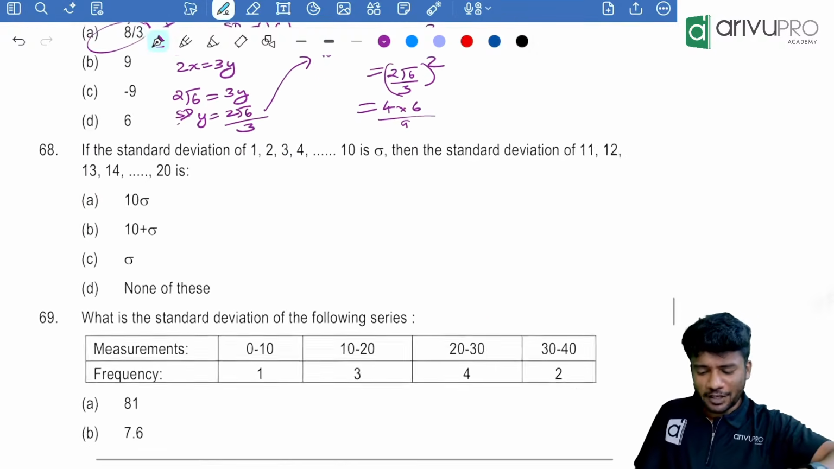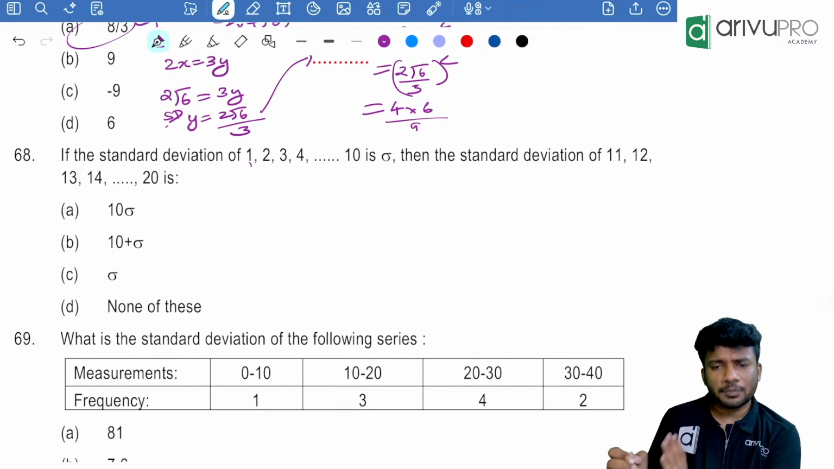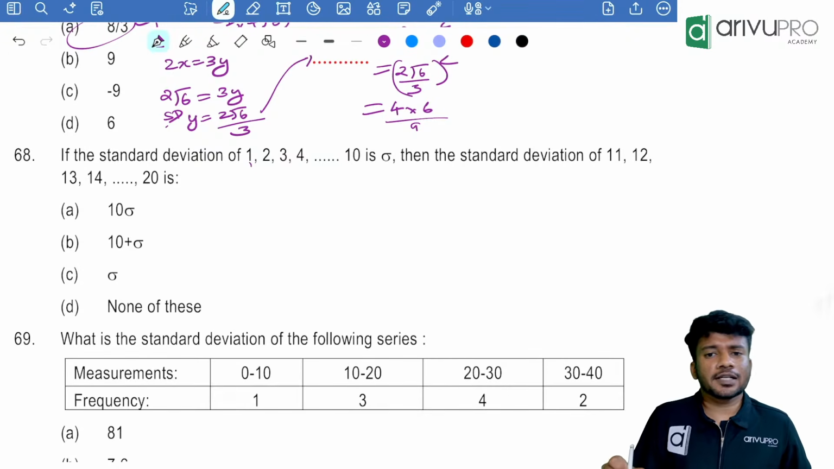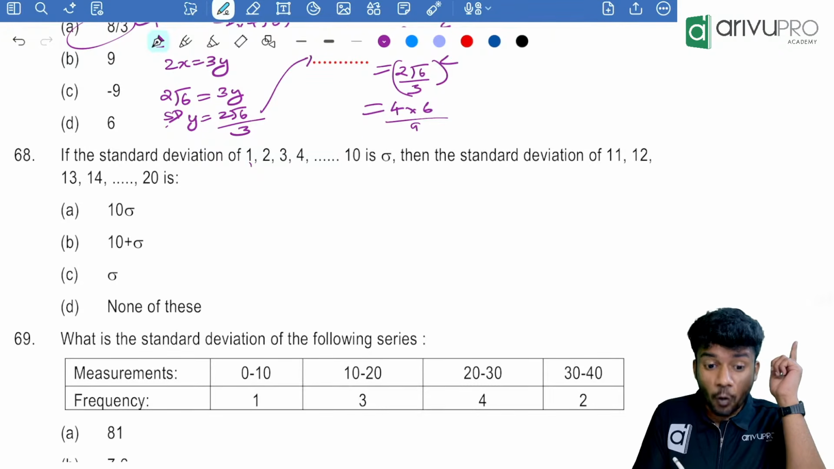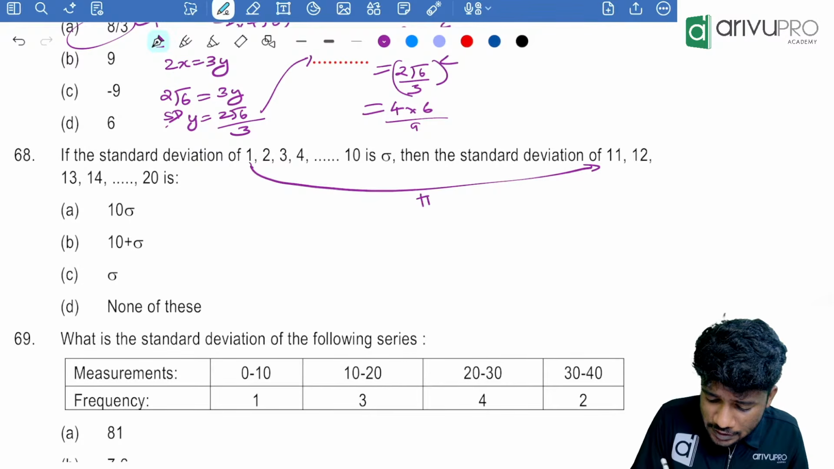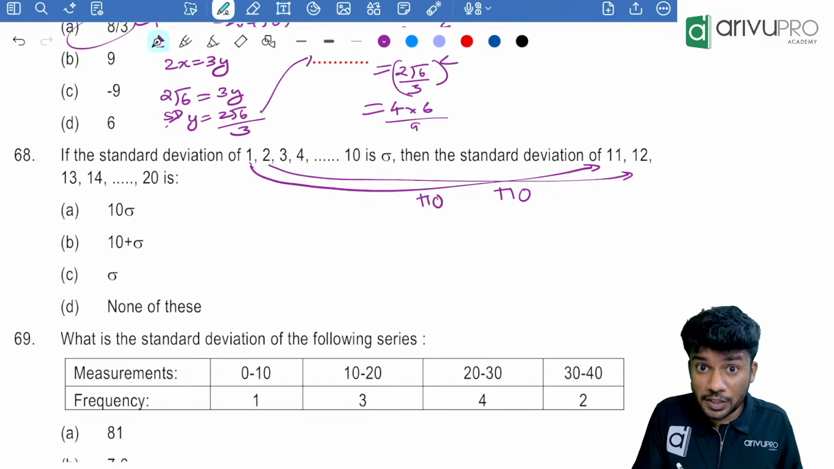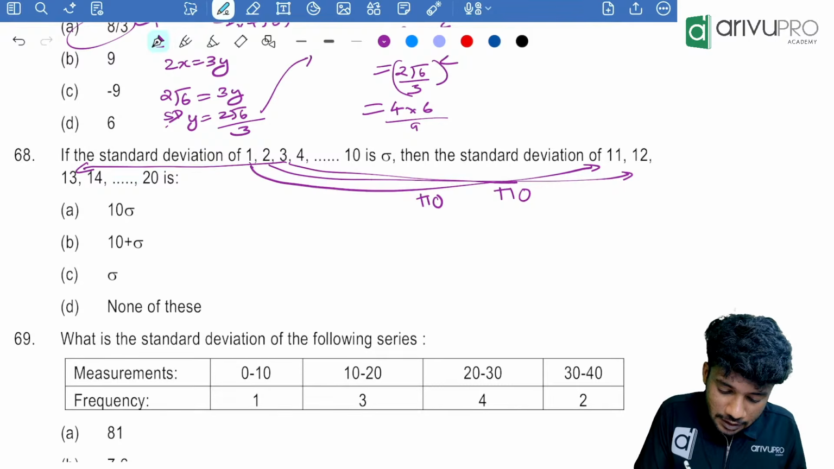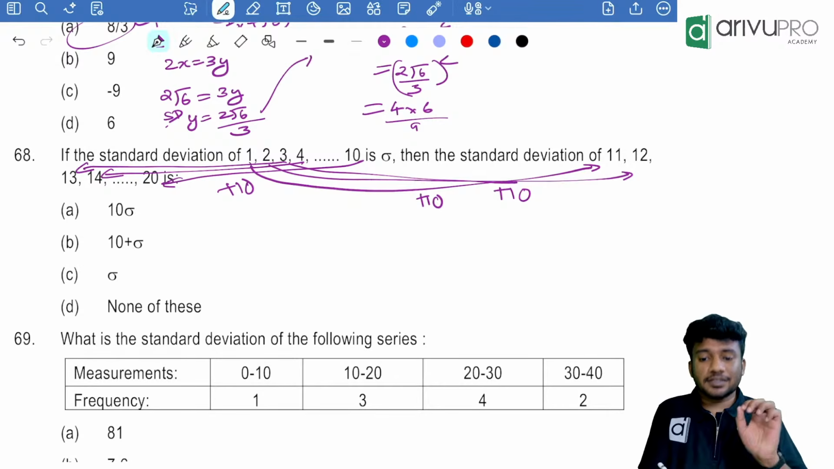Next one, people, have a look over here. Standard deviation of 1, 2, 3, 4, etc. up to 10 is sigma. Standard deviation of 11, 12, 13, 14, etc. 20 is what? People, is standard deviation affected by change of origin? Why am I using origin? Because 1 plus 10 is 11. 2 plus 10 is how much? 12. 3 plus 10 is 13, 4 plus 10 is 14, etc. 10 plus 10, everywhere plus 10 is happening.